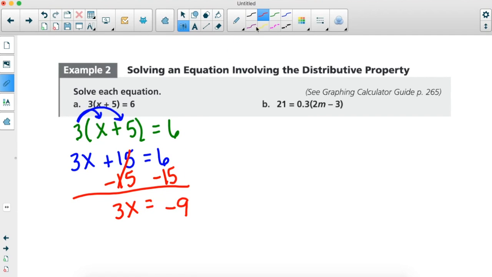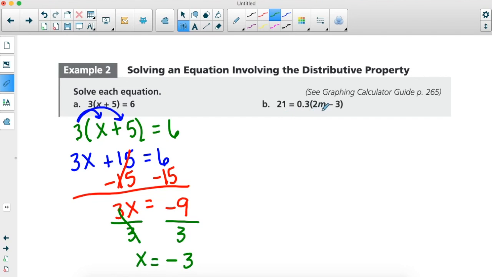Okay, so here to get x alone, we're going to divide both sides by the coefficient, the 3. The 3 over 3 cancel out, so we end up with x equals negative 3. Voila. Okay, letter B.